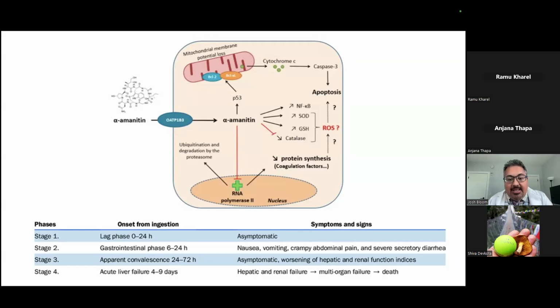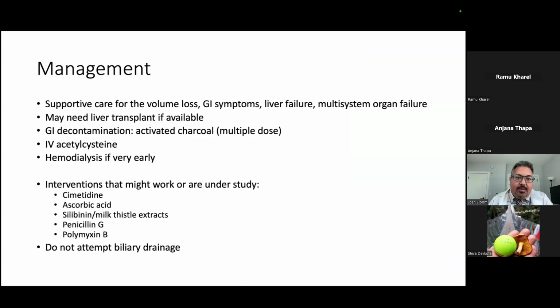Now, this toxicity can proceed over several days, and it can appear convalescent, in the third stage of illness for about 24 to 72 hours. Those patients are not well, though. They're developing hepatic toxicity, and they might begin to appear sick. But it won't necessarily be focalizing symptoms. And then finally, these patients can go into acute liver failure, and that can progress to multi-organ failure and death.